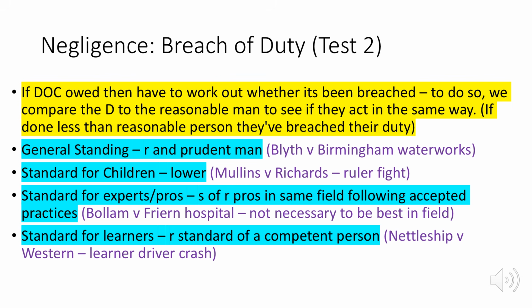The standard for children is lower. Mullin v Richards is the case there. The standard for experts and professionals is that of the reasonable professional in the same field following accepted practices. So I used Bolam v Friern Hospital there. And the standard for learners is the reasonable standard of a competent person. So I used Nettleship v Weston there.